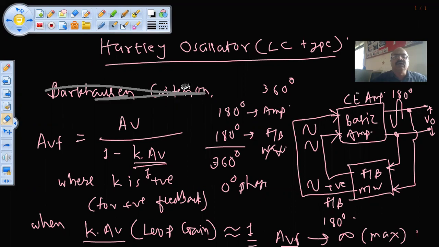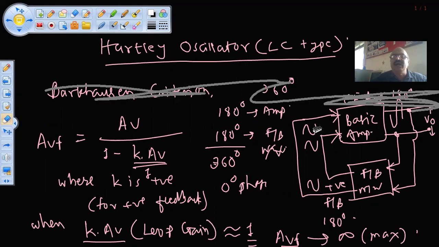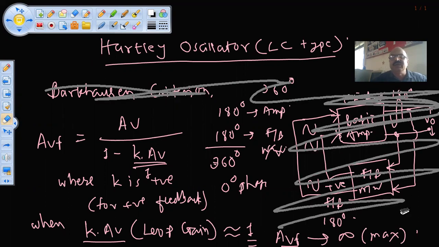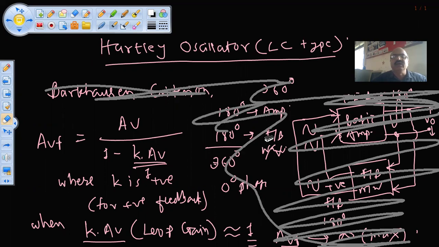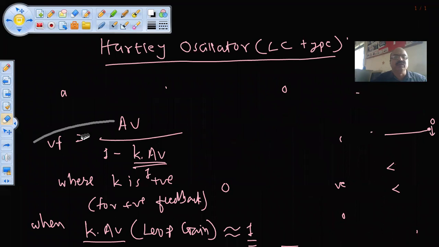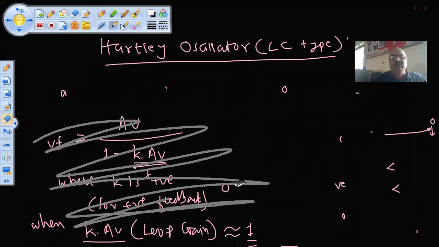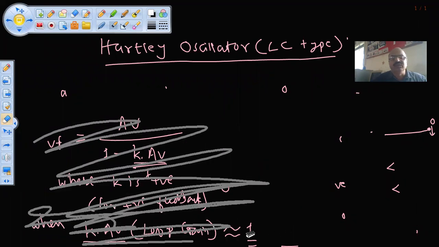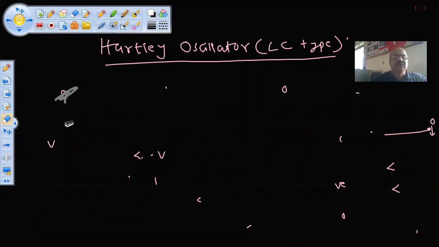Now whether it is a Hartley oscillator, Colpitts oscillator, phase shift oscillator, or Wien bridge oscillator, whatever may be the type of oscillator you are using, everyone has to follow these rules. That is, it has to comply with the Barkhausen criteria. It has to meet the Barkhausen criteria. So the Barkhausen criteria is a general criteria for any oscillator, whatever may be the type of the oscillator.